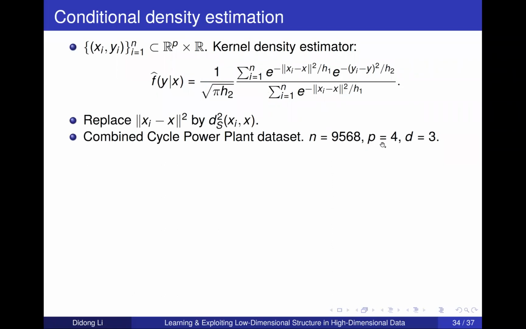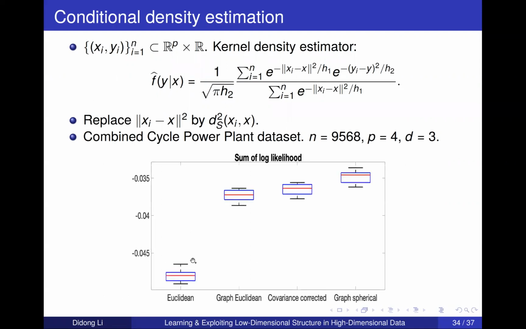The dimension is 4, and the intrinsic dimension is 3. And you can check the sum of log likelihood. The worst one is Euclidean, which is not surprising. And this is a graph Euclidean distance used by Isomap. And this is a coherence corrected distance by Halting Lu at Duke. And this is our graph spherical distance. So you can see the order is exactly the same order as when we checked the local distance approximation performance.